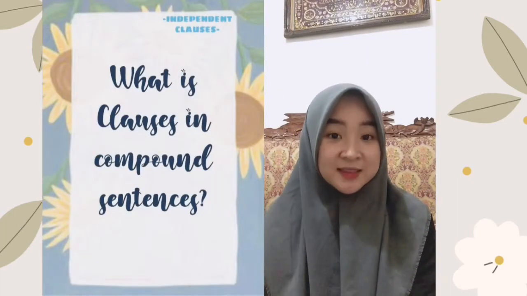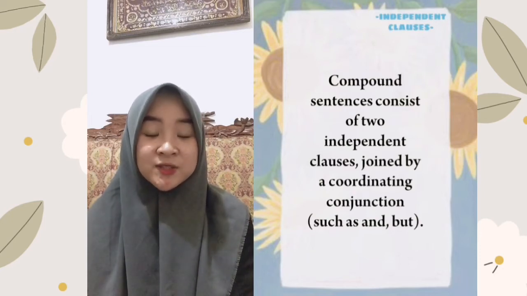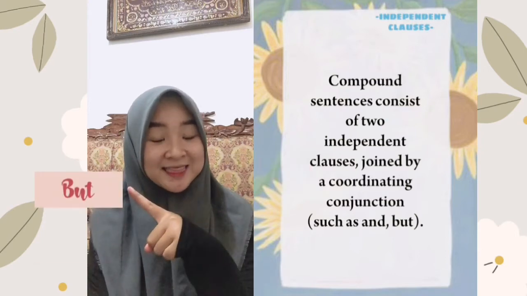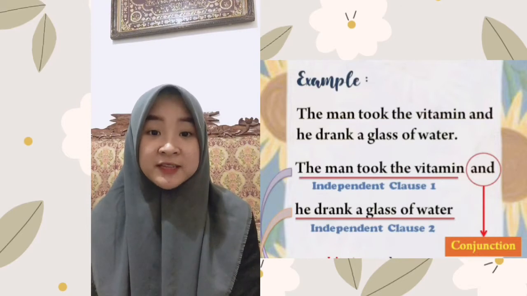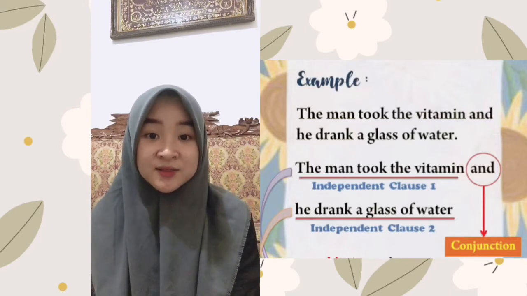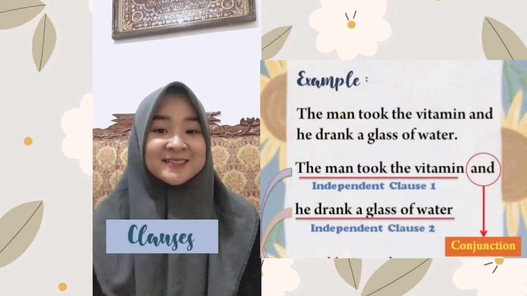Clause in compound sentence. What is clause in compound sentence? Compound sentence consists of two independent clauses, joined by a coordinating conjunction such as and, but. Example, the man took the vitamin and he drank a glass of water. The man took the vitamin is the first independent clause, or usually can be mentioned as the main sentence, while he drank a glass of water is the second independent clause.